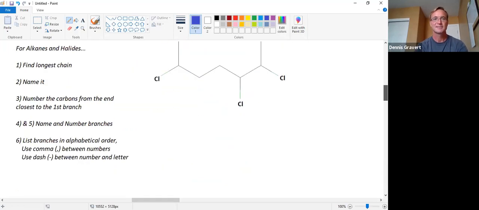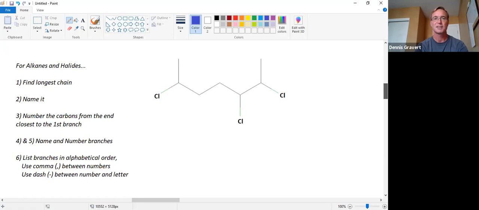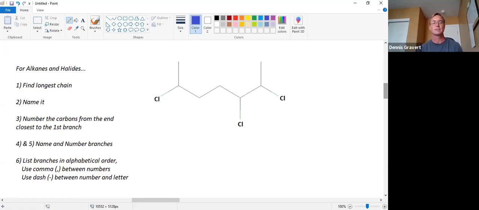What's next? Okay, I grabbed this off the internet, so that's why the colors on the bonds are weird. I thought, ooh, we could do this one. Step 1, find the longest chain. Go ahead and pause it. Maybe you want to crank out all 6 steps. Give that a try, and then you can compare your answer to mine.